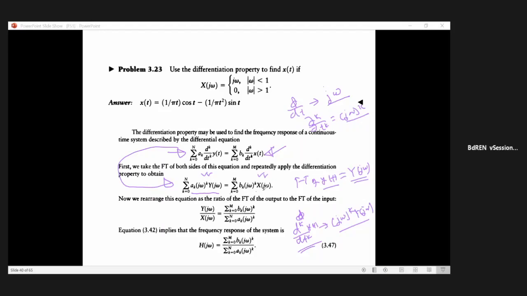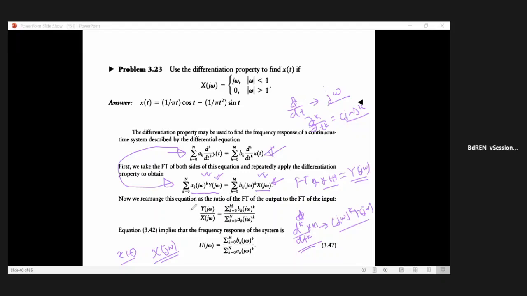bk and ak, but bk and ak will not help you to solve this equation. You have your input side here and your output side here, because your input x(t) will be known to you. If your input x(t) is known to you, then from the input you can find your X(jω) by taking the Fourier transform. But you do not know your output transform Y(jω). So in this equation, you have to solve for Y(jω).